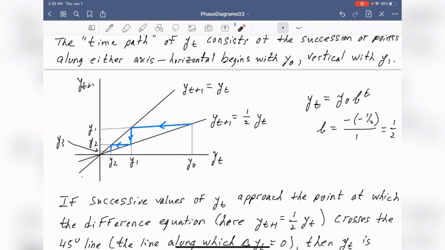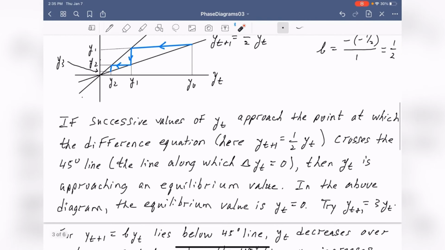Then from this point on the 45-degree line, which is this one here, we drop down to y1, and we put y1 back into this equation to find out what y2 is going to be. Well, we get y2 over here on the vertical axis. Then we translate that back into y2 on the horizontal axis, which then translates back via this equation to a y3 on the vertical axis, and so on.